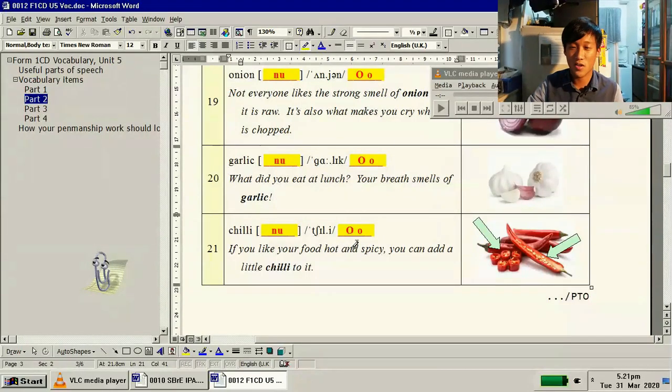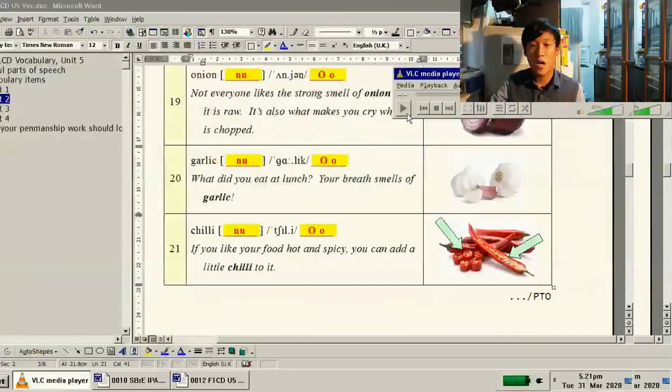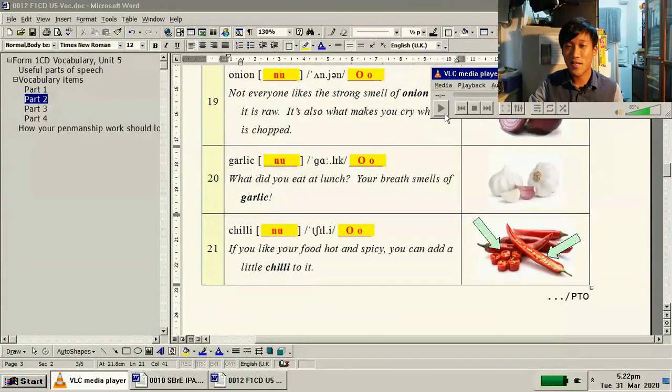If a kind of food is hot and spicy, after eating it, some people may need to drink a lot of water because they cannot eat too much hot and spicy food. Okay, so if you like it, you can add a little chili to the food. Let's practice reading. Chili. If you like your food hot and spicy, you can add a little chili to it.